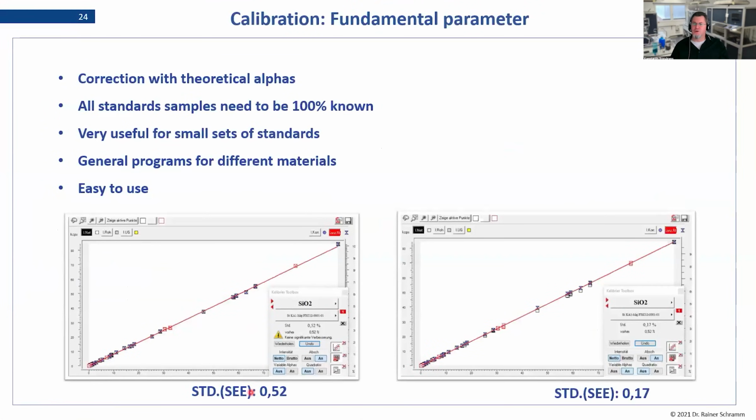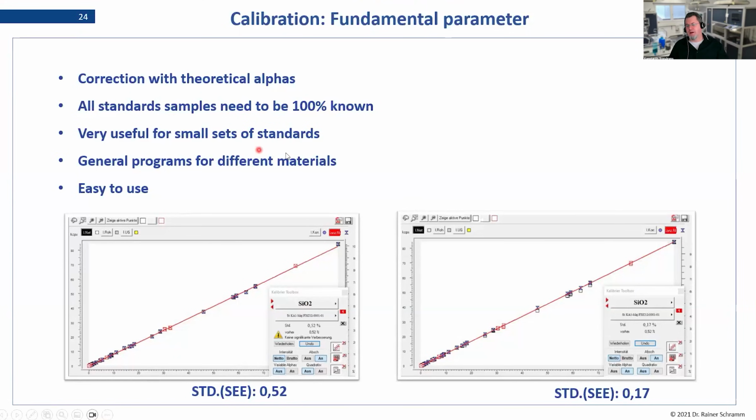Then we have a third option for correction, and that is what is called the theoretical alpha approach. This one works with smaller sample sets, but all of them have to be described 100%, and the preparation needs to be known. You have to give the software more information about your samples, like the composition of those, and they need to be described to 100%. Usually the limit is 99.5 to 100.5. There is always some room for error, but you're not allowed to leave a major component out of this description.